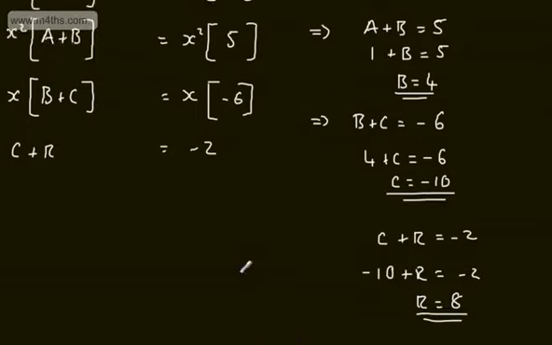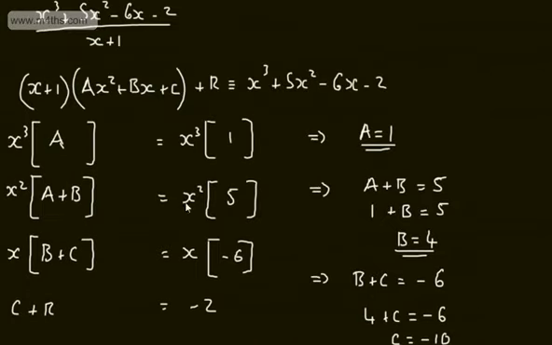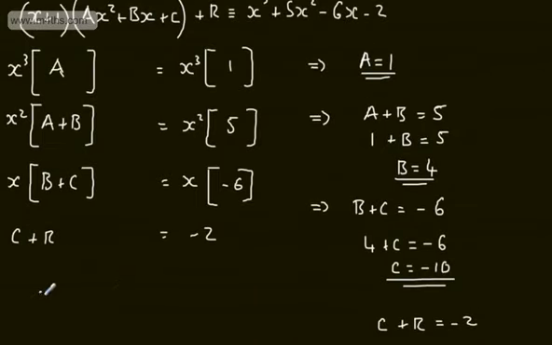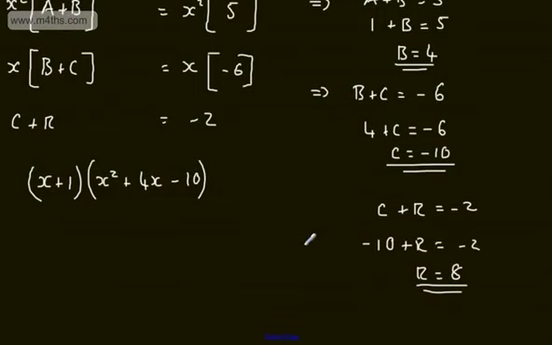So what we could do now is express this and just simply plug in these. So we're going to have the following. We've got x plus 1 multiplied by ax squared. Well, we know that a is 1, so we're going to have x squared plus bx. Well, we know that b is 4. And then we've got minus 10. And then we've got our remainder, which we've just found to be 8. So this now is another way.